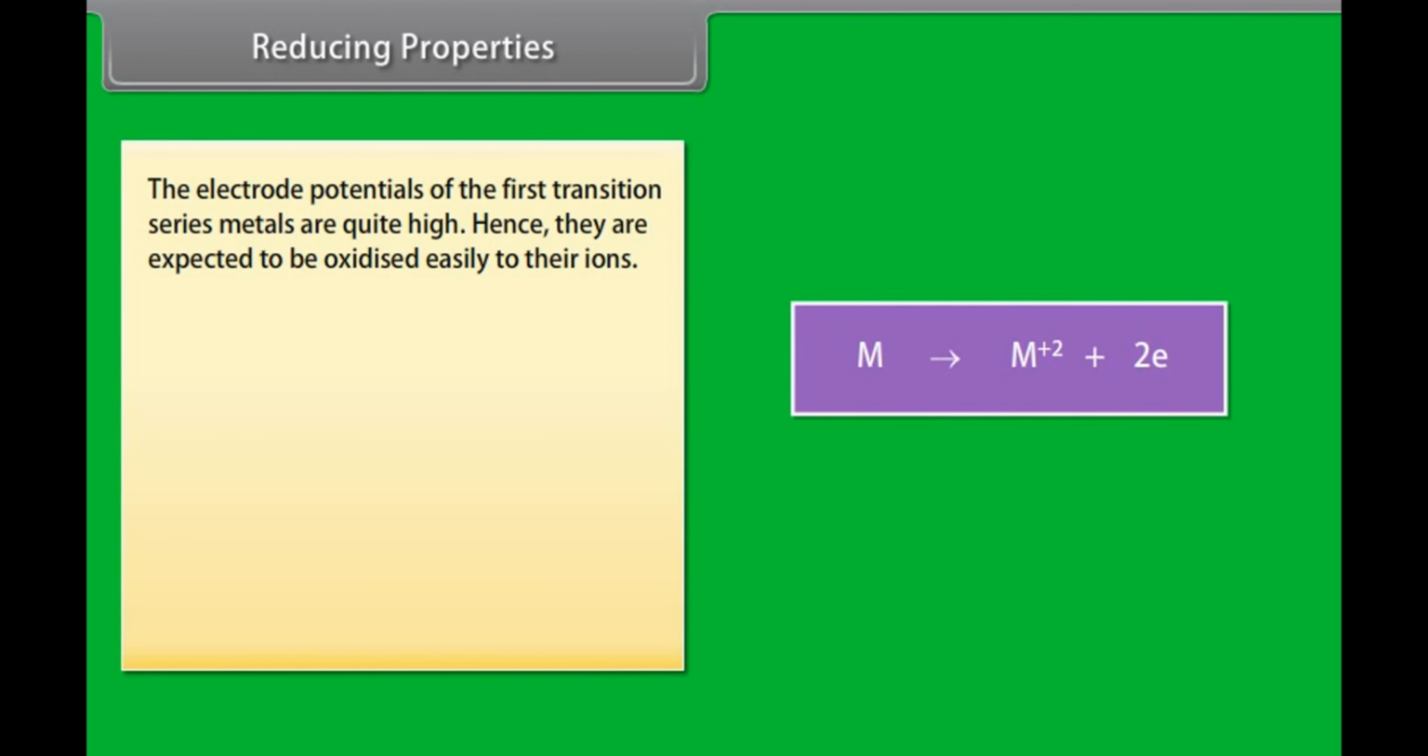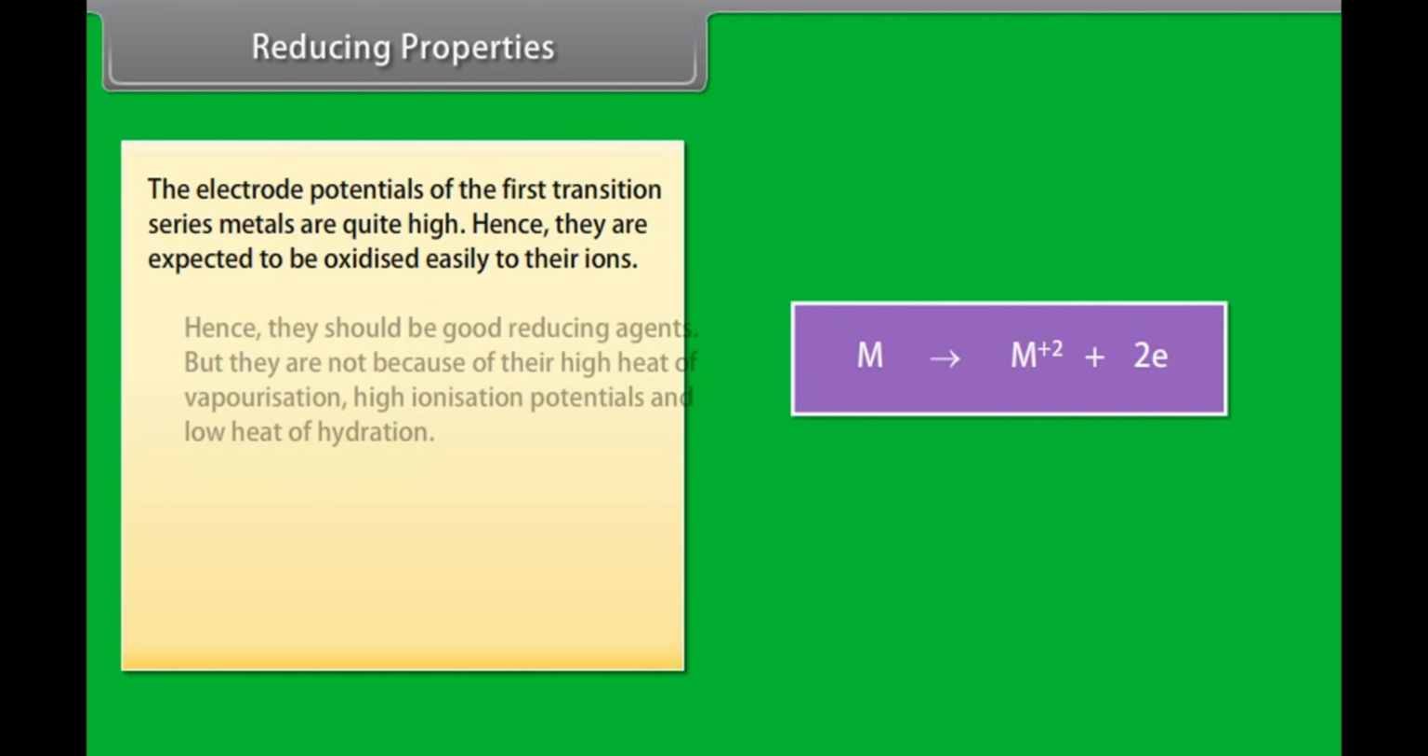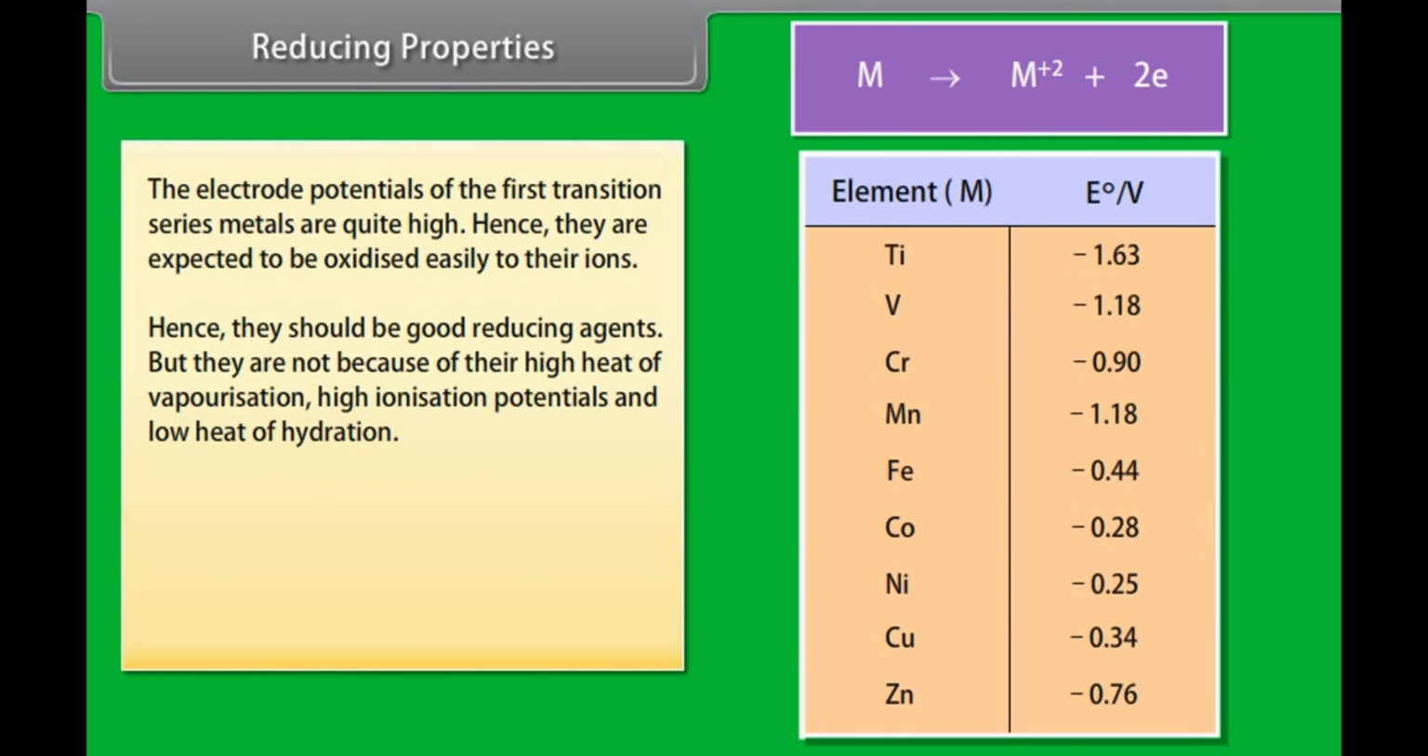The electrode potential of the first transition series metals are quite high. Hence, they are expected to be oxidized easily to their ions. Hence, they should be good reducing agents. But they are not, because of their high heat of vaporization, high ionization potentials, and low heat of hydration.